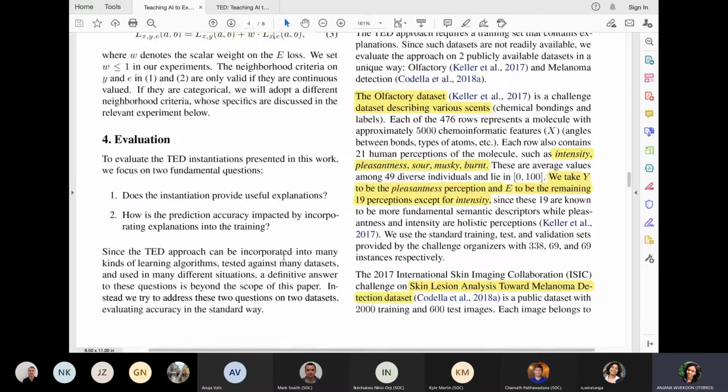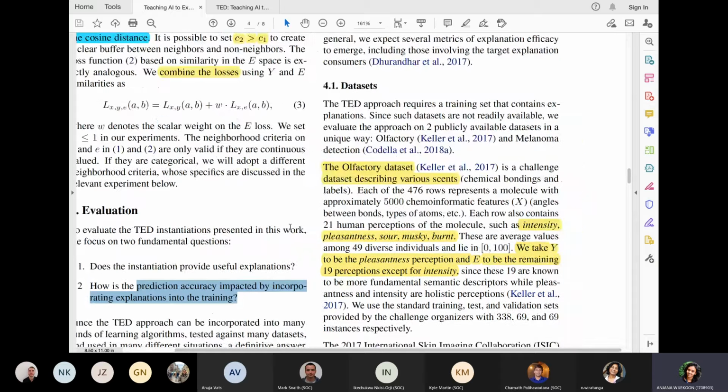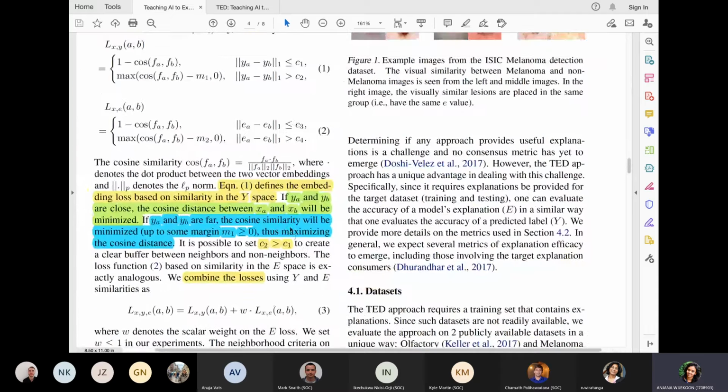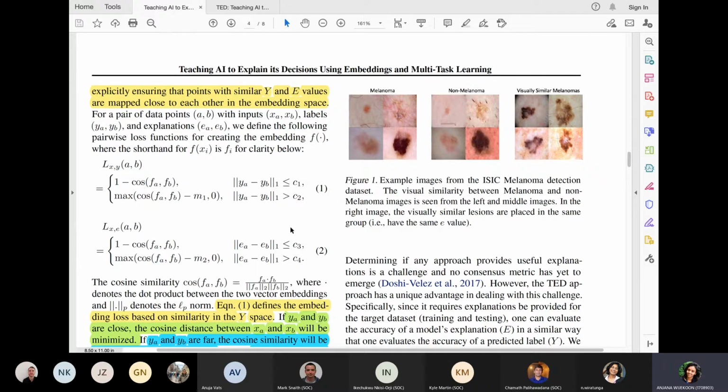In the evaluation, again, there are two questions that stay the same. How useful the explanation is, which they evaluate by the accuracy of the explanation, which again I don't really agree with. And how the prediction accuracy is impacted by incorporating this explanation. In this case, it's not as bad as the Cartesian product, because you can limit it to only the combinations that naturally occur.